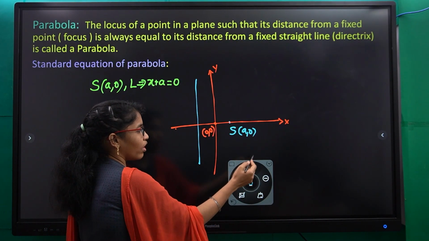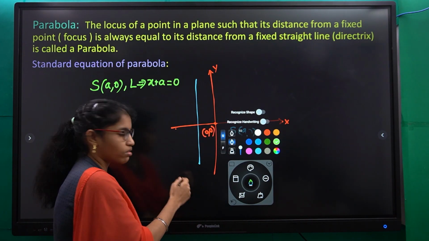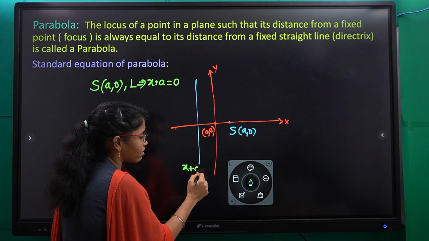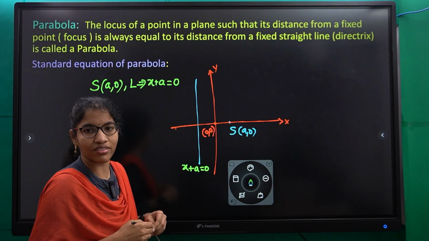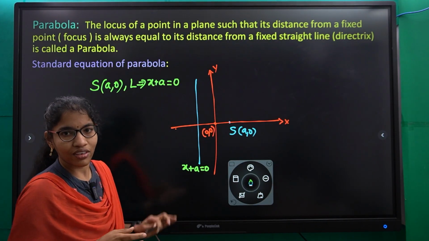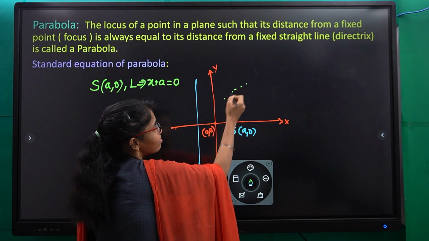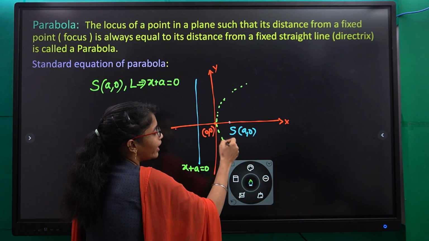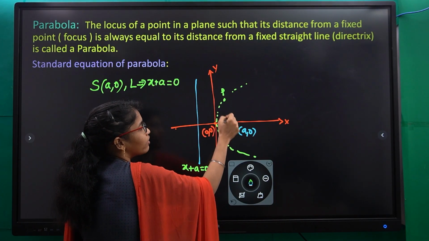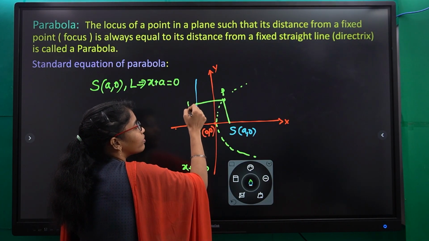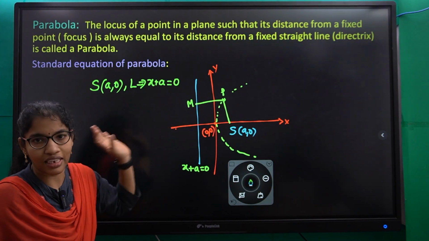Now what is this equation? x plus a equals 0 is the directrix, and S, a comma 0, is the focus point. Now P is moving. How is P moving? It is moving such that SP equals PM. So P is moving such that the distances are equal.